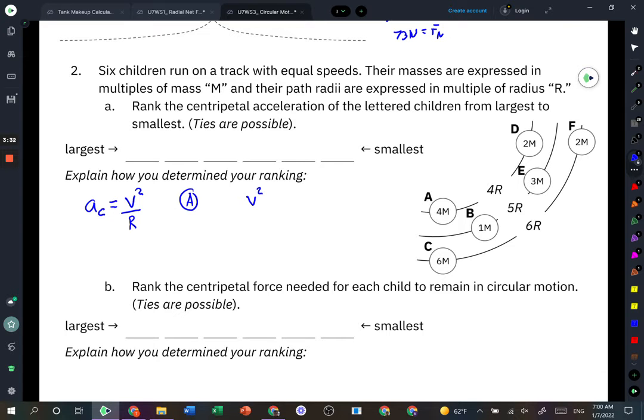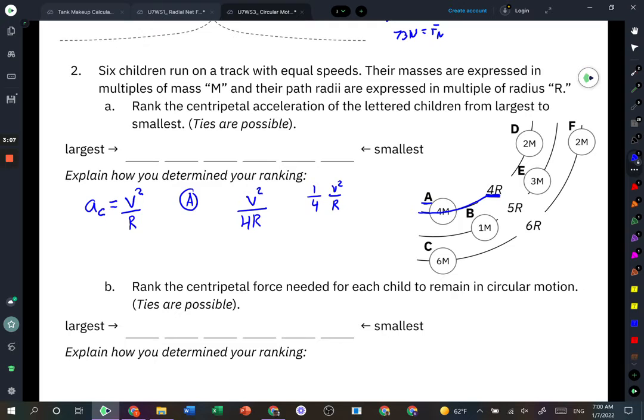Then I just need to look to see what the radius is actually going to be for runner A. So this is runner A right here, and they are part of this curve. So it looks like they have a radius of 4r. So for runner A, they really have 1/4 of our v squared divided by the radius.